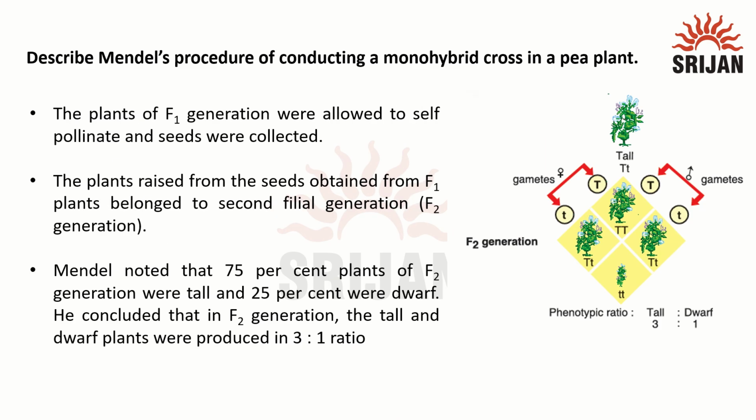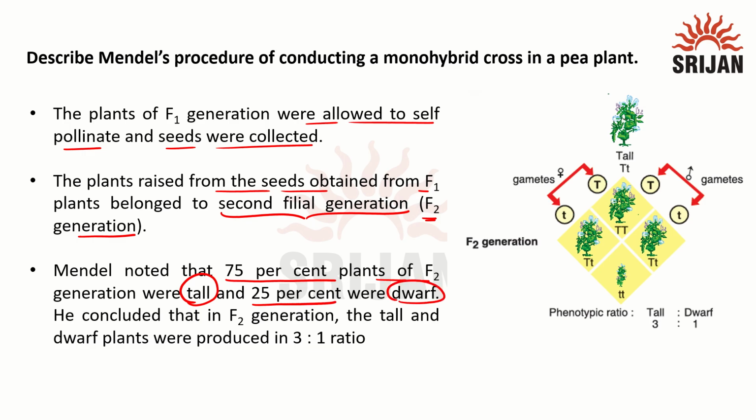The plants of F1 generation were allowed to self-pollinate and seeds were collected. Now the plants raised from these seeds obtained from F1 plants belong to the second filial generation, that is F2 generation. Now Mendel made a note of how many plants were tall and how many were dwarf. Mendel noted 75% of plants of F2 were tall, whereas 25% were dwarf.